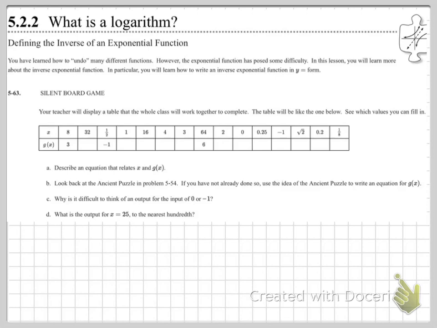When would x equal 8 and y would end up equaling 3? When would x equal 64 and y would equal 6? When would x equal 1/2 and you get an answer of -1? So I'm going to slowly start filling these in. See if you can figure out what's going on.